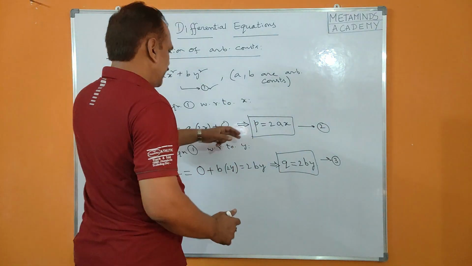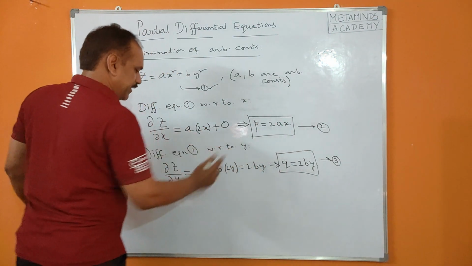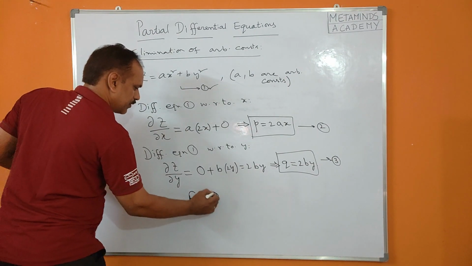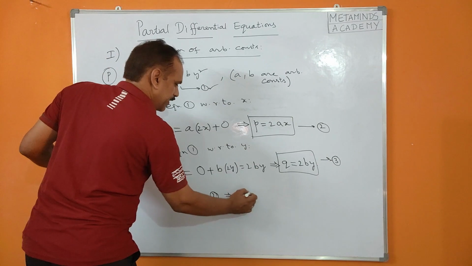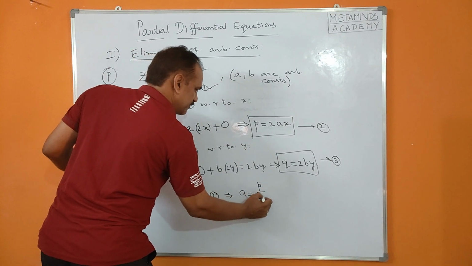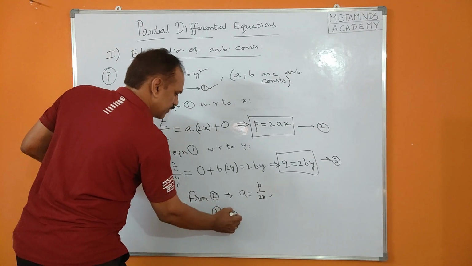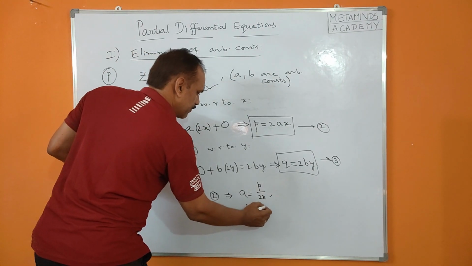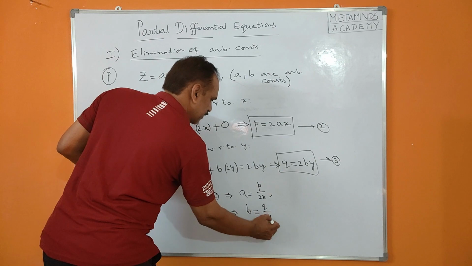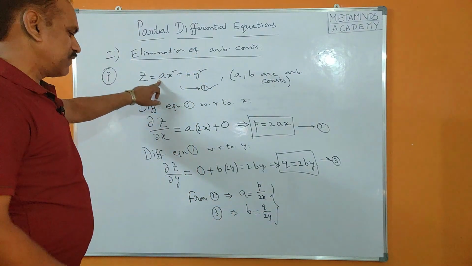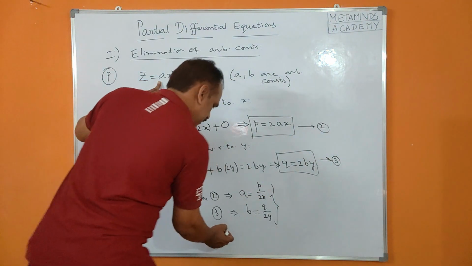So how to eliminate a and b? From equation 2 you can write a equal to p by 2x, and from the third equation, you can write b equal to q by 2y. Now these two are substituted in the given equation 1. What you will get?